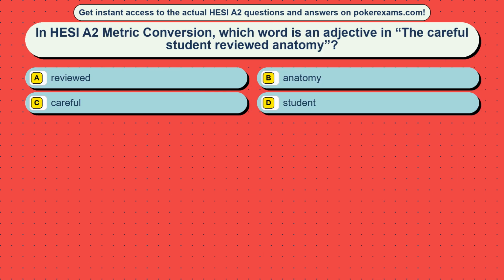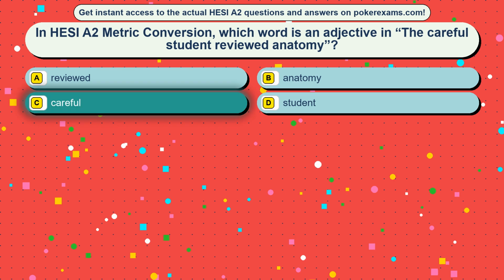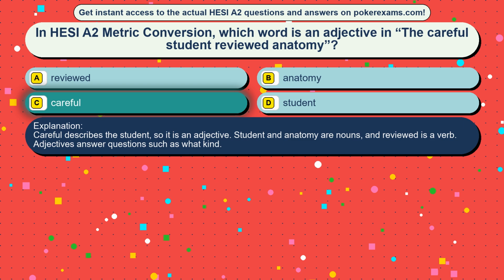Question 23. In HESI A2 metric conversion, which word is an adjective in "the careful student reviewed anatomy"? Option A, reviewed. Option B, anatomy. Option C, careful. Option D, student. The correct answer is option C, careful. Careful describes the student, so it is an adjective. Student and anatomy are nouns, and reviewed is a verb. Adjectives answer questions such as what kind.